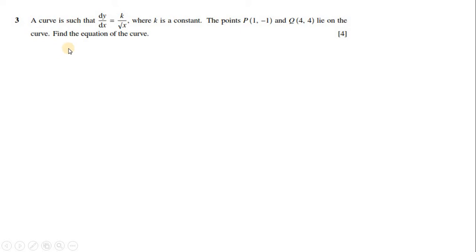Question number 3. A curve is such that dy by dx is equal to k by root x, where k is a constant. The points P(1, -1) and Q(4, 4) lie on the curve. Find the equation of the curve.